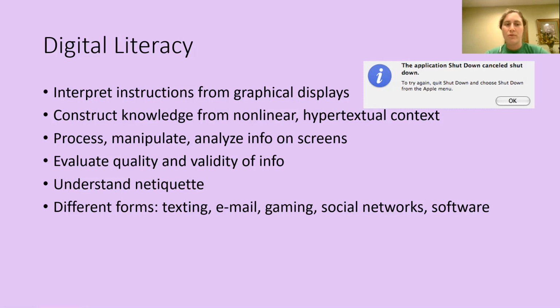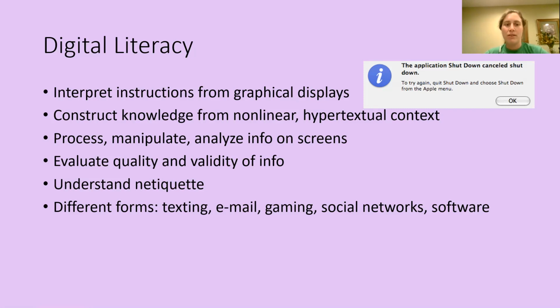So students need to be able to interpret instructions from graphical displays in little pop-up boxes like this. And they need to be able to construct knowledge from nonlinear hypertextual contexts. So when you go onto Wikipedia, you can click on all these hyperlinks and then just jump from page to page to page. And we need to find a way to organize that knowledge because it's very nonlinear versus a book, you know, you read from left to right, top to bottom, and then you flip the page. So it's just very different. So students need to be aware of that.